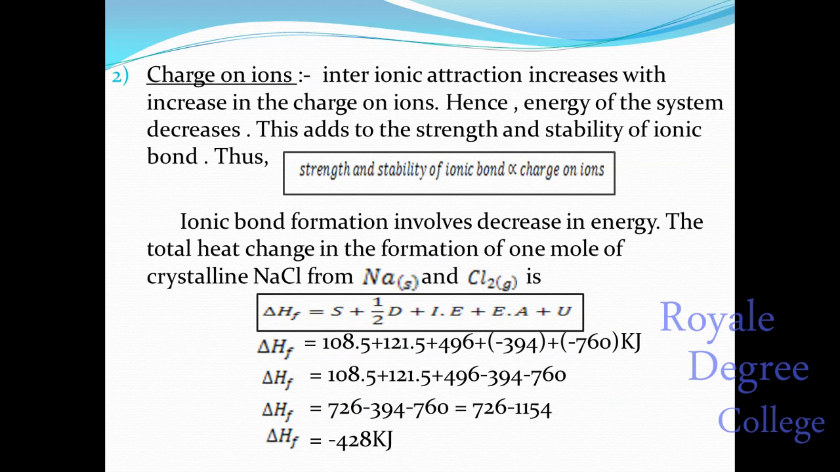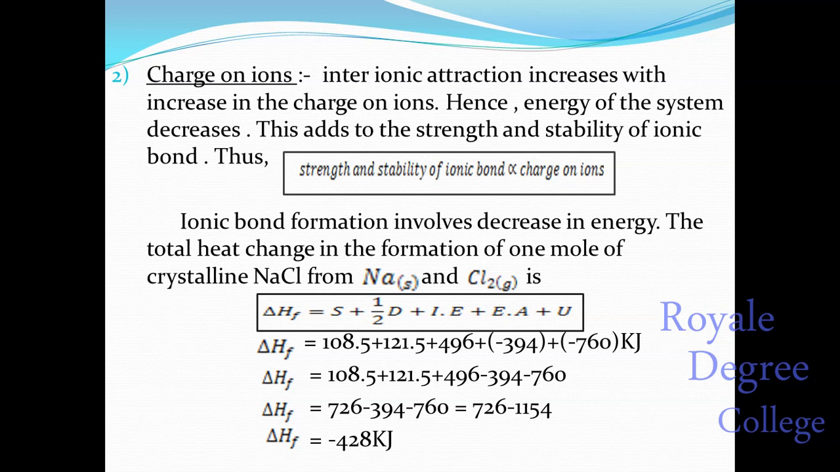Next is charge on ions. Interionic attraction increases with increase in the charge on ions. Hence, the energy of the system decreases. This adds to the strength and stability of the ionic bond. Thus, the strength and stability of ionic bond is directly proportional to charge on ion. It means that if the strength and stability of ionic bond increases, charge on ion also increases. If strength and stability of ionic bond decreases, charge on ions decreases. They are directly proportional to each other.